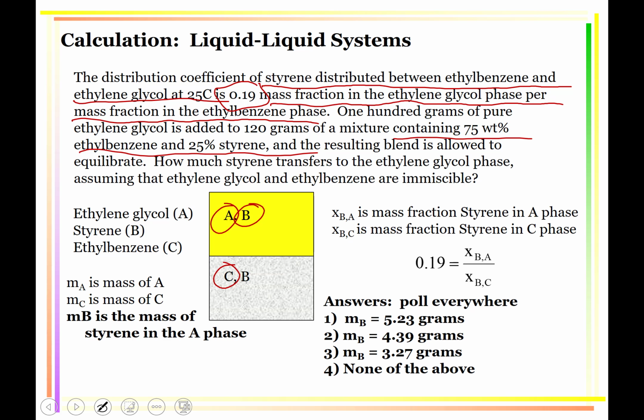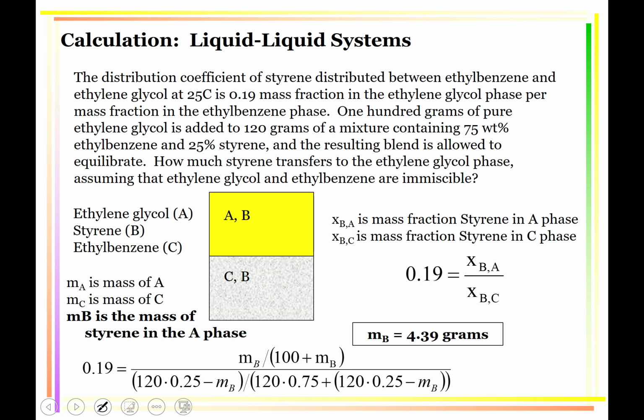So now we have to carry out our mass balance. If I were giving the lecture in the class, you could solve it and we would do a poll. But let's go ahead and do the calculation. So this is our mass fraction. The mass fraction of B in the A phase divided by the mass fraction of B in the C phase is equal to 0.19. Okay, so now we're going to write all that out here.